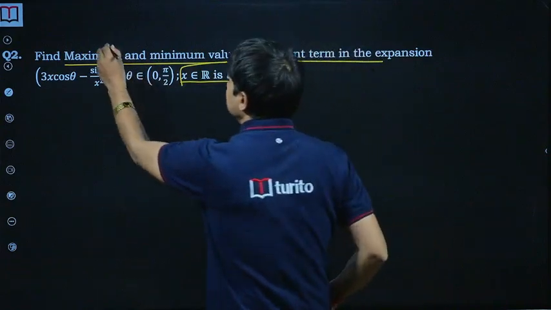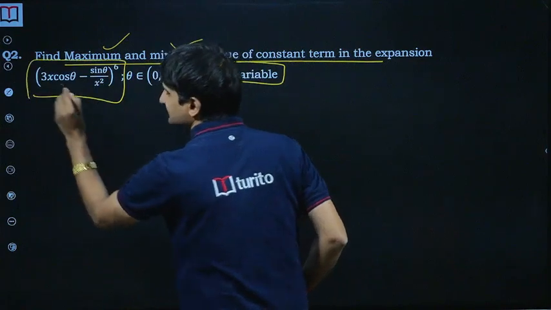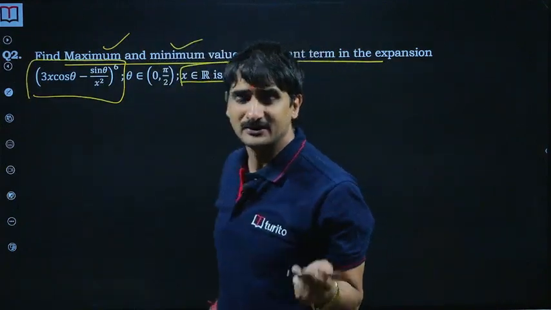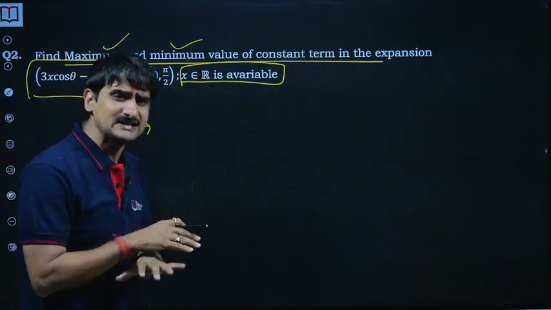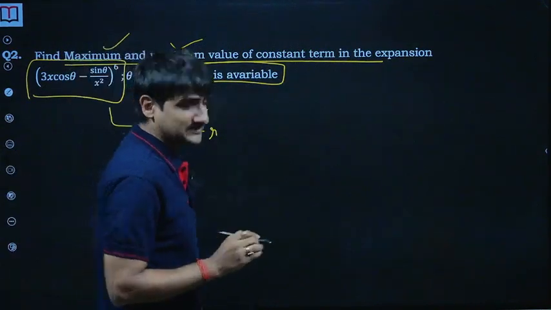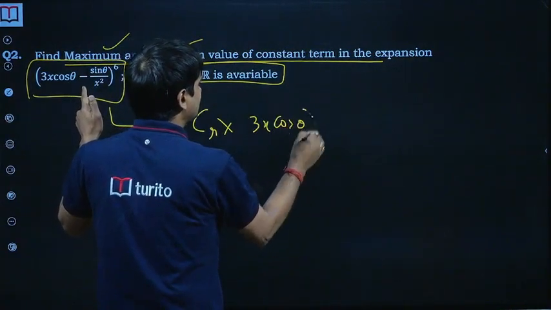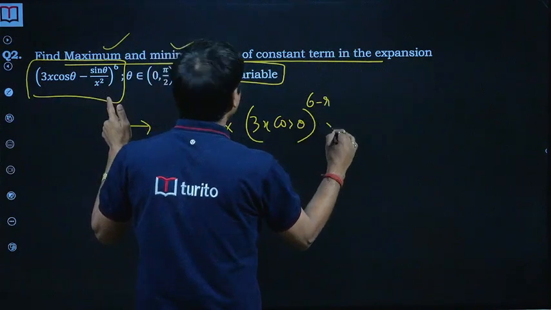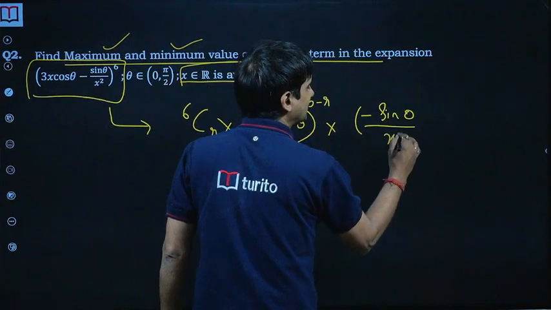Okay, so the maximum and minimum value of the constant term. The constant term in the expansion will be a term which is independent of x. Again the same logic. Let the general term be nCr into (3x cos theta) raised to the power n minus r, into b, which is (minus sine theta by x square) raised to the power r.